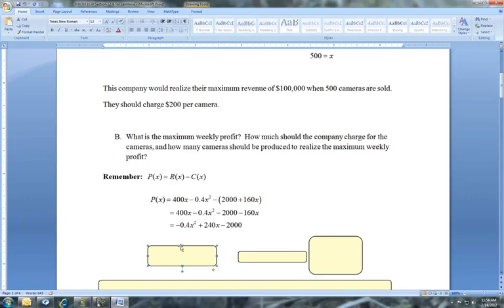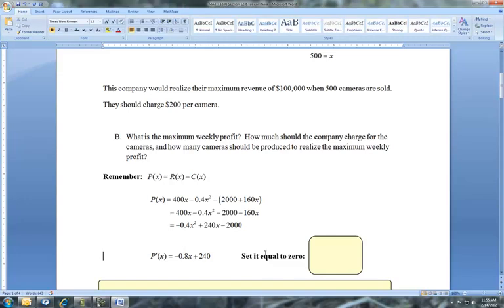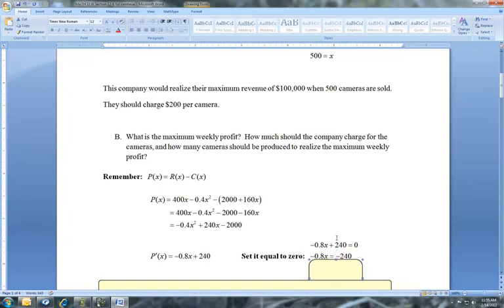That would be p prime of x would equal negative 0.8x plus 240. And like before, let's go set it equal to 0. So there's that. I move the 240 this time. Divide both sides by that negative 0.8. So in this one, x would be 300.